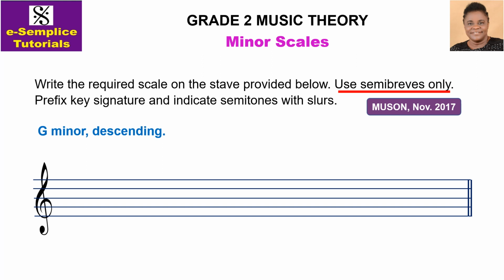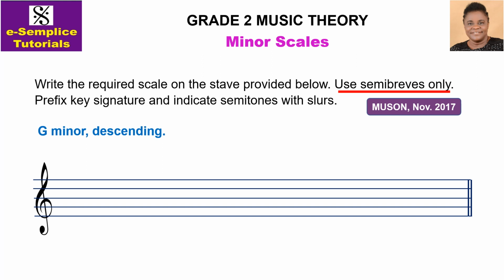This question is from Muson exam November 2017. It says, write the required scale on the stave provided below. Use semibreves only. Prefix key signature and indicate semitones with slurs. It is standard practice that you highlight the requirements in the question.